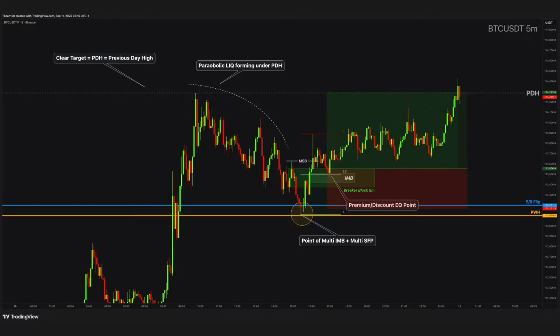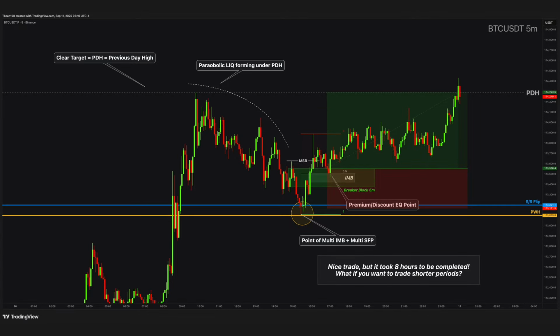Then you took this trade. It turned out to be a clean setup, giving us a solid 2-to-1 risk-reward ratio. However, there is one issue with this trade, and it is something one of my students actually asked me about. If you look at the chart below, you will notice this trade took nearly 8 to 9 hours to fully play out.